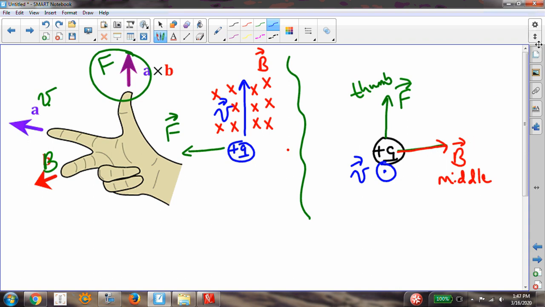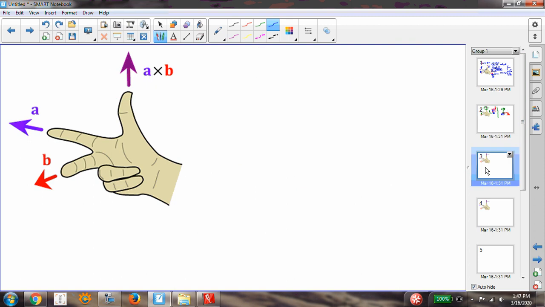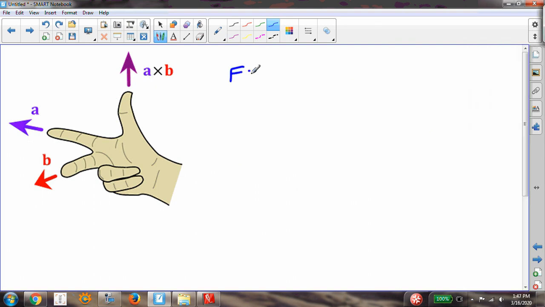Let me show you another application. This application is actually identical to the one that I've shown you already. Remember, so F equals QVB. I'm letting this be my thumb. V is my index. And B is my middle finger. And we're going to do this over here again. So this is V, this is B, and this is F.